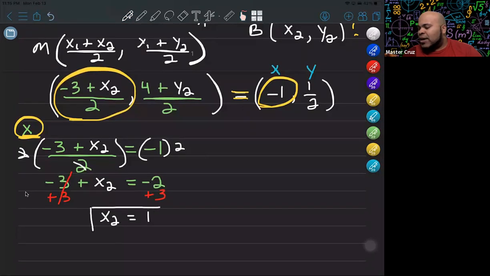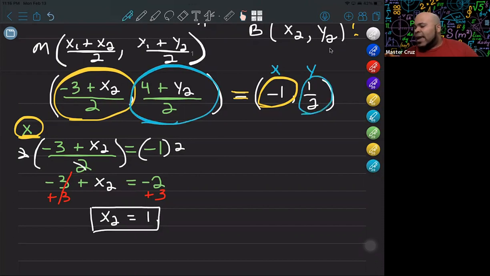I just found the x value of point B, which is x2. x2 right here is 1. So I'm going to repeat the same process to find the y value, y2, for point B. I'm going to look at the y side of the point and at the y answer.